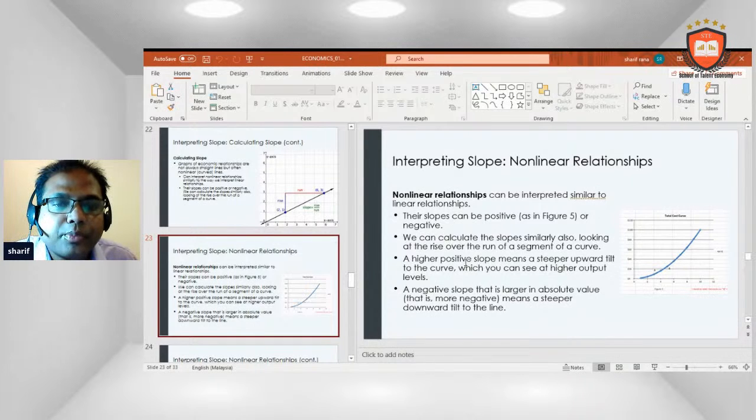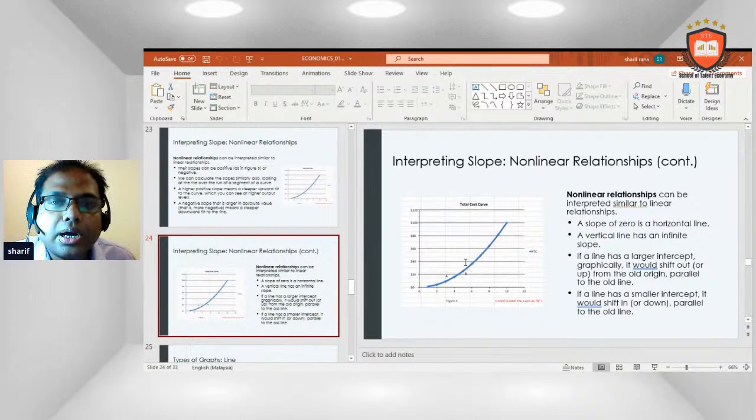A higher positive slope means a steeper upward tilt to the curve, which you can see at higher output levels. A negative slope that is larger in absolute value means a steeper downward tilt to the line.